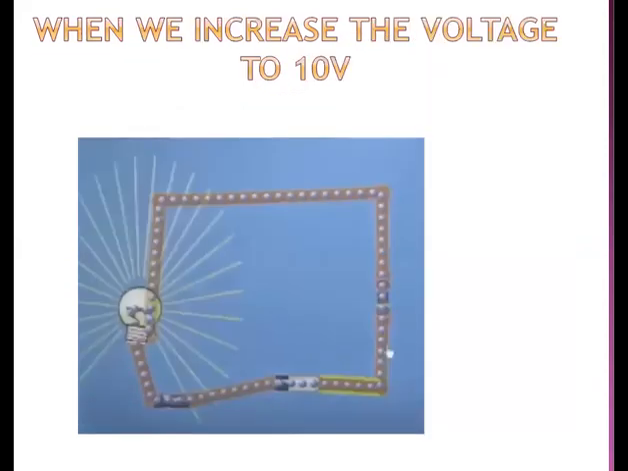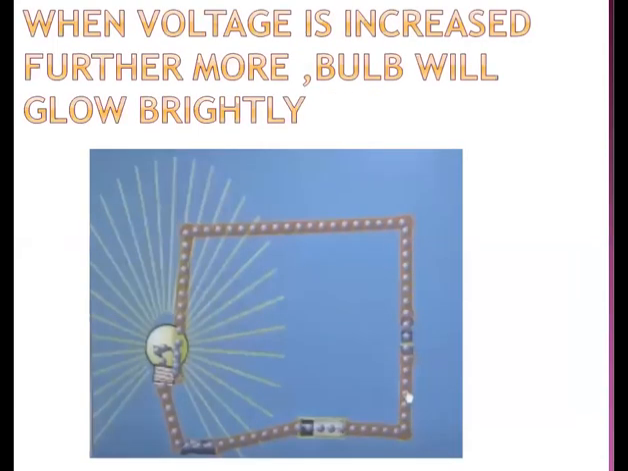Now I am increasing the voltage. First it was 2 volt, now I have increased it to 10 volt. The moment I increase the voltage, the bulb starts glowing to a greater extent. It is glowing brightly. If I increase the voltage further, more current will flow and the bulb will glow even more brightly.